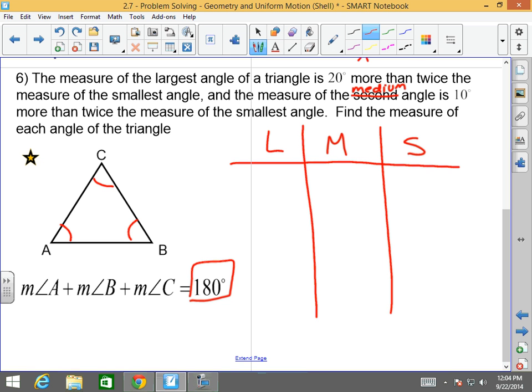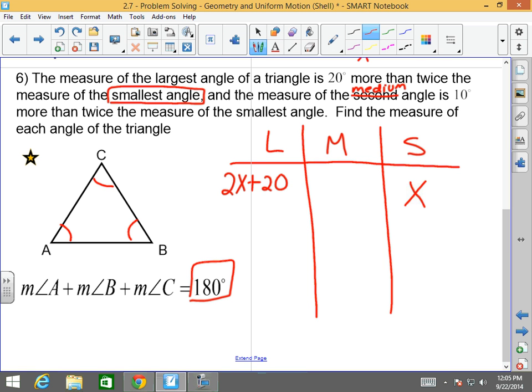This is all direct translation from here. It says, the largest angle of the triangle is 20 more than twice the measure of the smallest angle. Smallest angle is at the end of that statement, so that's what we know nothing about, so we're going to call that x. And the largest angle is 20 more than twice the measure of the smallest angle. So this is 2x plus 20.